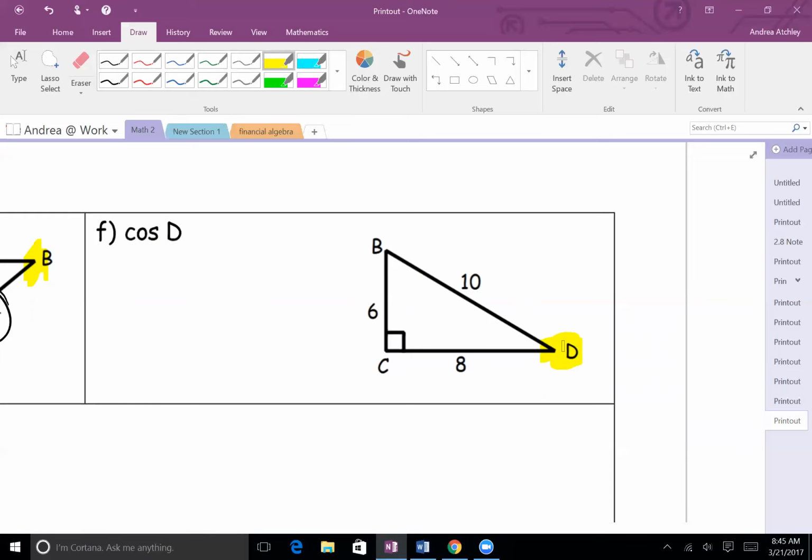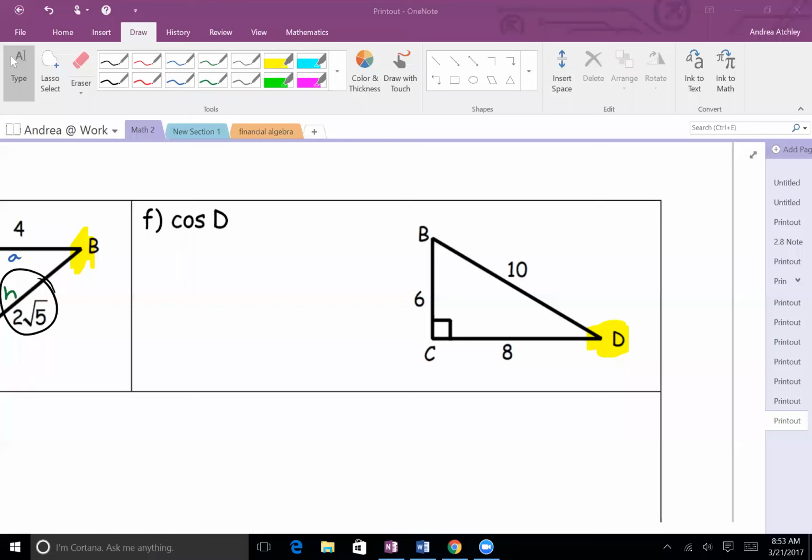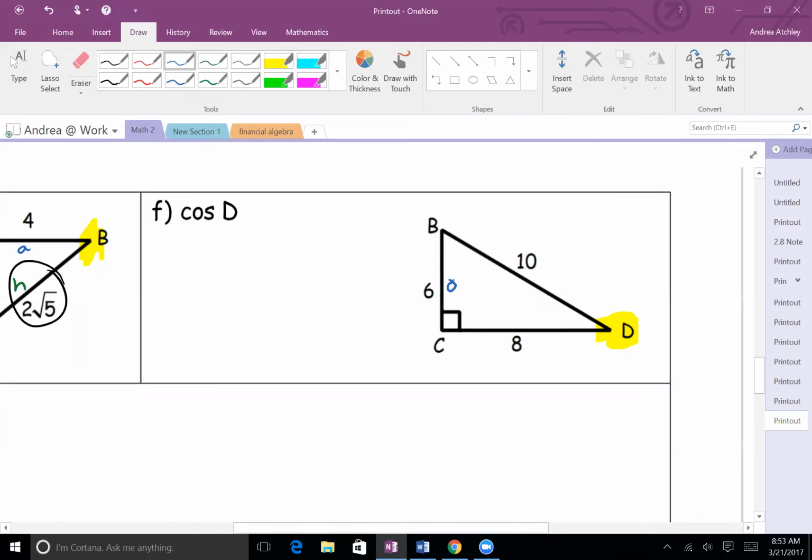Label all the sides and come up with cosine for me. Okay, so let's try this again. So with angle D, this is my opposite, this is the adjacent, this is the hypotenuse. Cosine equals adjacent over hypotenuse. So the cosine of angle D should equal my adjacent side over my hypotenuse side.